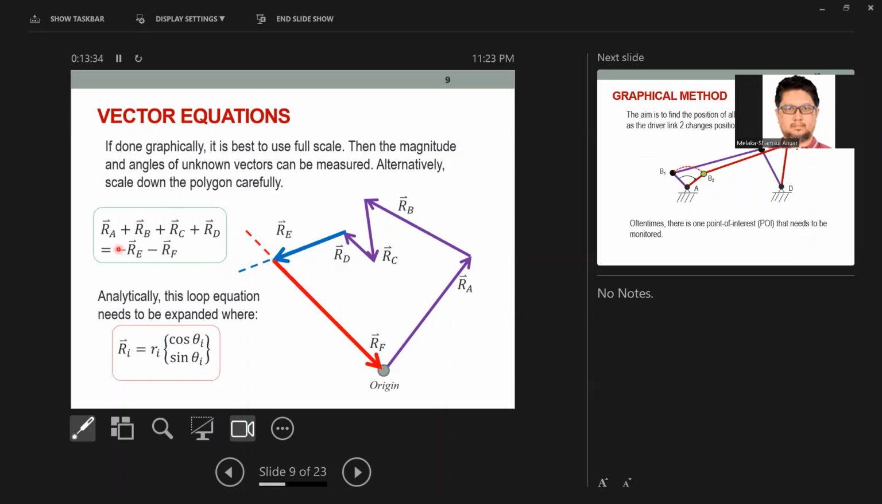Okay, so this box is called the vector equation. In this case, we have RA from the origin, then plus RB, plus RC. All these things point in all different directions. And then you have RD. Once you have RD, you can also add RE and RF. But you know that RE and RF are not solved yet. They are not fully defined yet. So you can bring them to the other side of the equation.